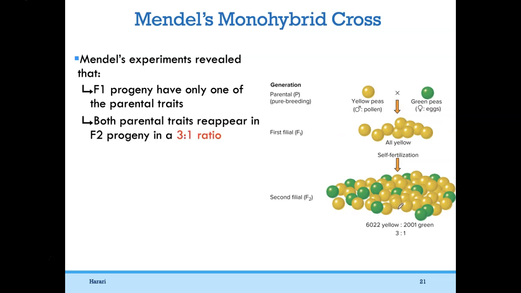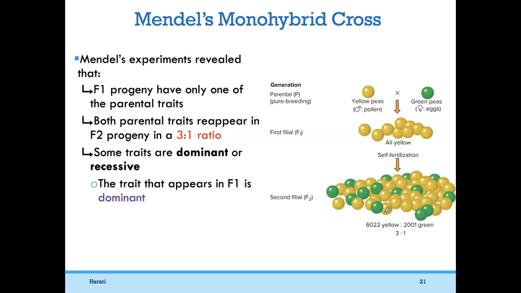He then saw both parental traits reappear in the F2 progeny in a 3-to-1 ratio. He concluded that some traits are either dominant or recessive. These are two important terms. The trait that appears in F1 is dominant, and the trait that disappears in the F1 is recessive.